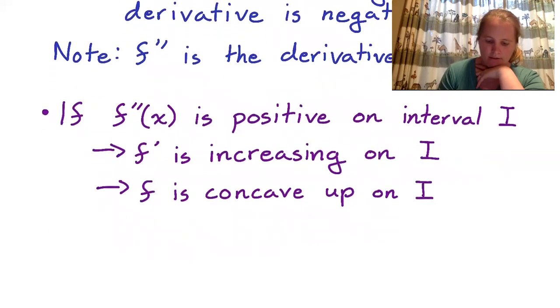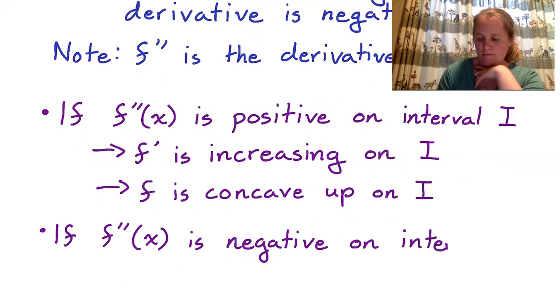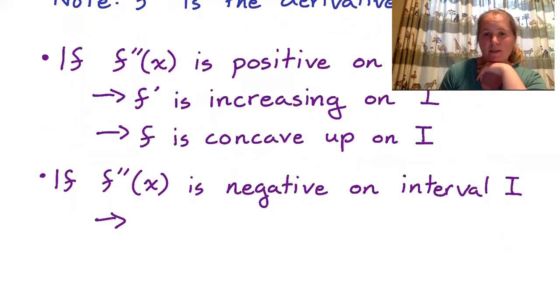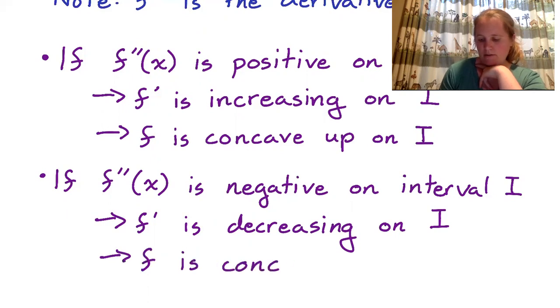And then we have if the second derivative is negative on an interval I, then we have that f prime is decreasing on I, and therefore f is concave down on I.